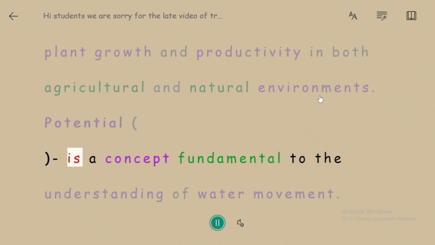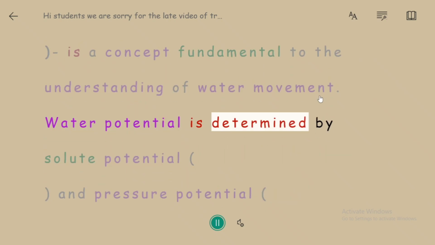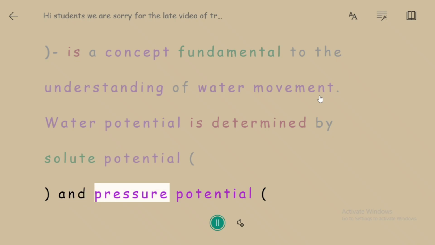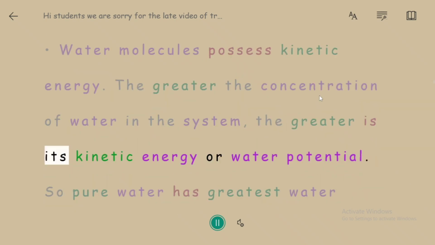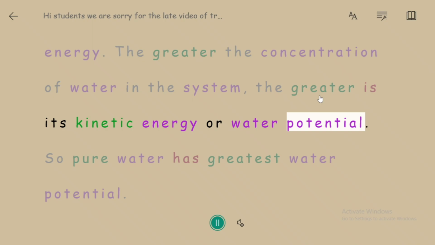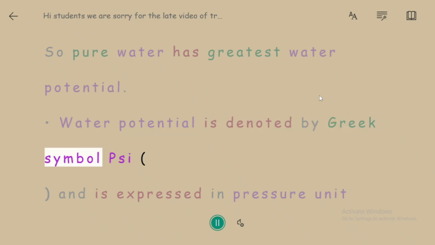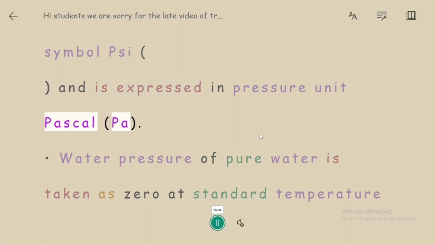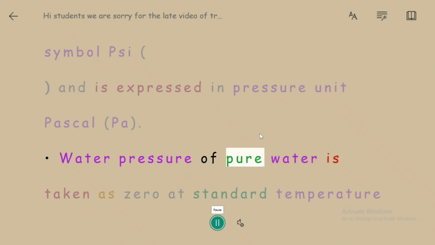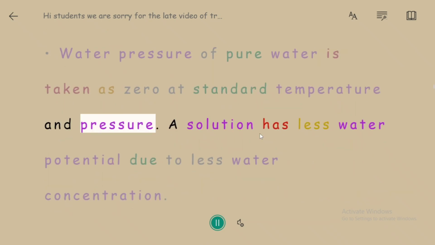Potential is a concept fundamental to the understanding of water movement. Water potential is determined by solute potential and pressure potential. Water molecules possess kinetic energy. The greater the concentration of water in the system, the greater is its kinetic energy or water potential. So pure water has the greatest water potential. Water potential is denoted by the Greek symbol psi and is expressed in the pressure unit Pascal, Pa. The water potential of pure water is taken as 0 at standard temperature and pressure.